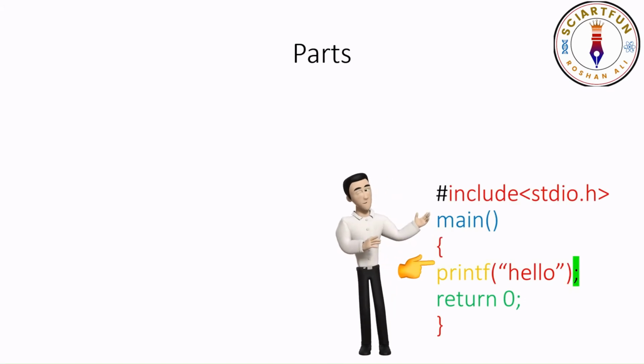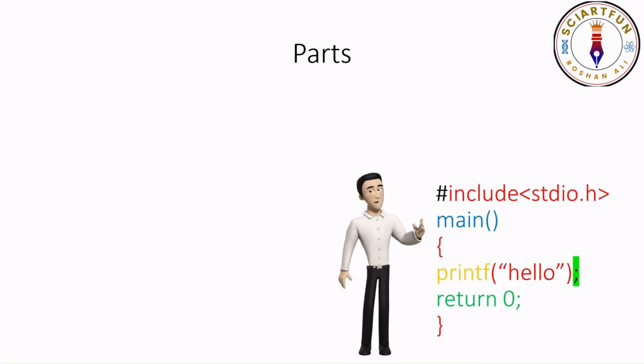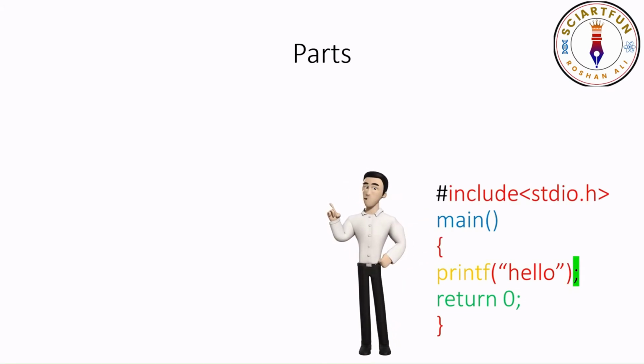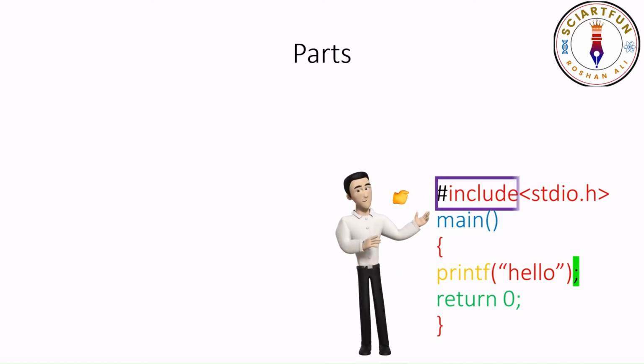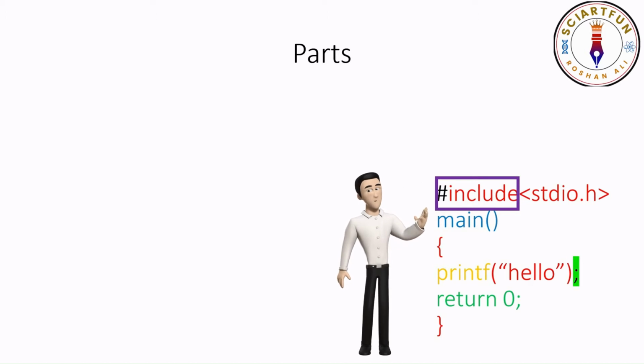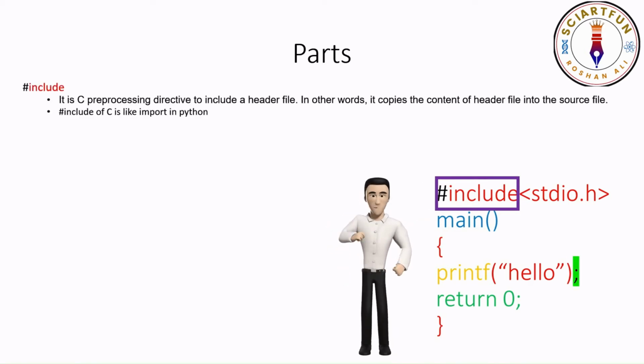Here is the sample source file. Let's discuss each part of this file. The first part of the file is the command #include. It is a directive command that imports the content of a header file. This command is almost similar to the import command of Python or the library command of the R program.